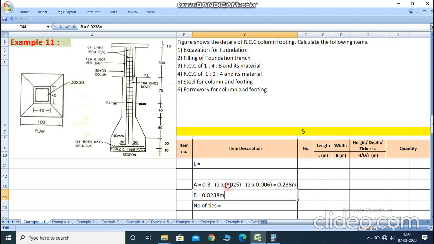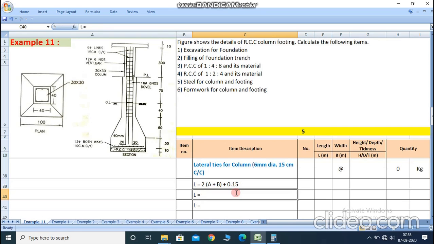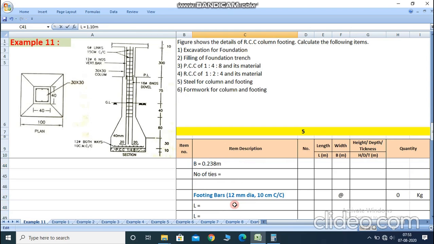Now the 0.238 meter value we put in this equation: 0.238 plus 0.238 plus 0.15. Now we got the final answer. Total length of one stirrup is 1.10 meter. It's the total length of the lateral ties.